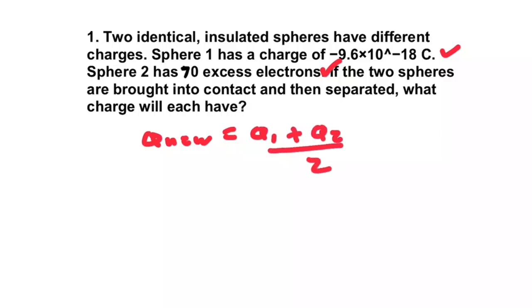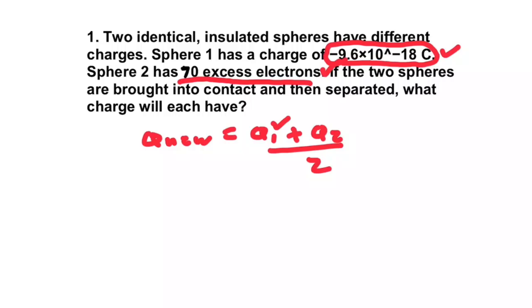So we have sphere 1 and sphere 2, right? Sphere 1 has a charge of minus 9.6 times 10 to the minus 18 coulombs. So no problem there whatsoever. We can just go ahead and substitute that in place of Q1. Let's take a look at sphere 2. For sphere 2, we are not given the charge. We are given the number of electrons in excess. So we have to calculate the charge ourselves, right? Because if we have the number of electrons in excess, we can calculate the charge using the principle of charge quantization. So let's go ahead and do that.